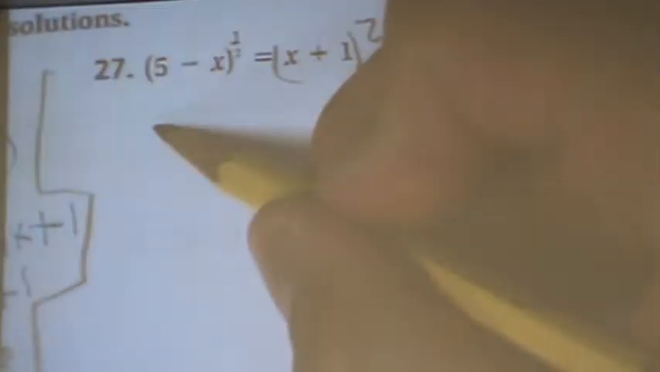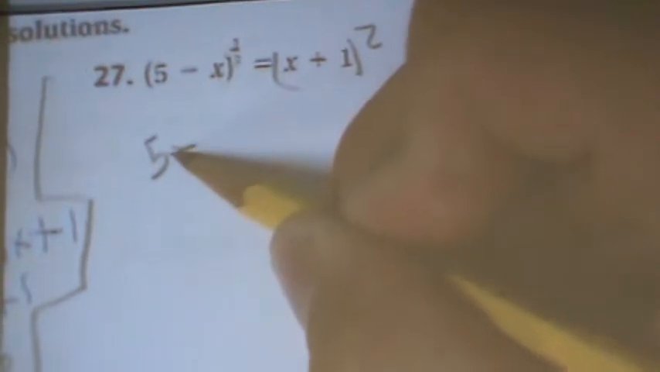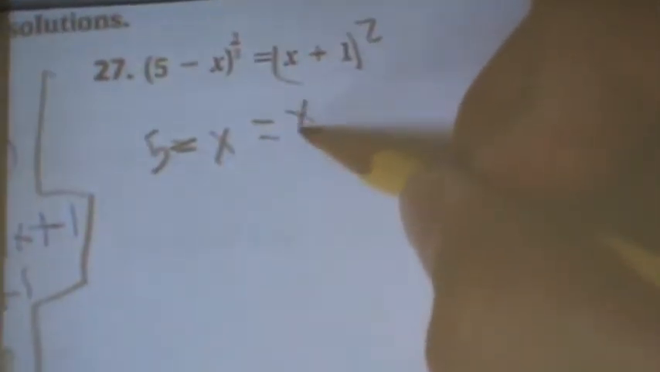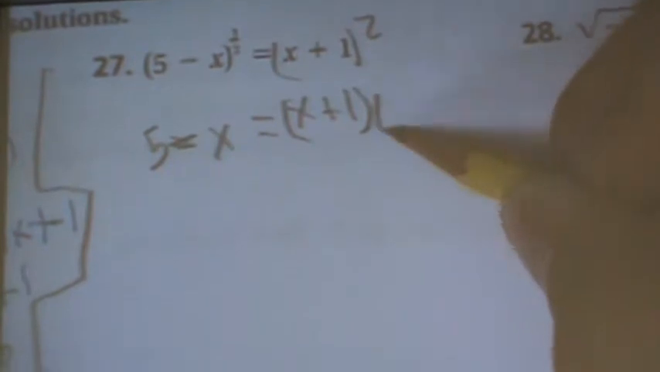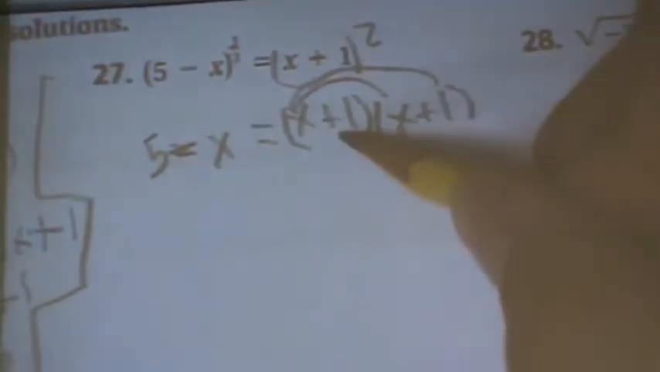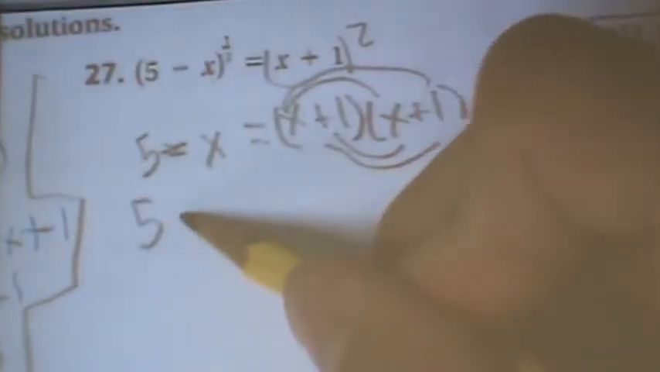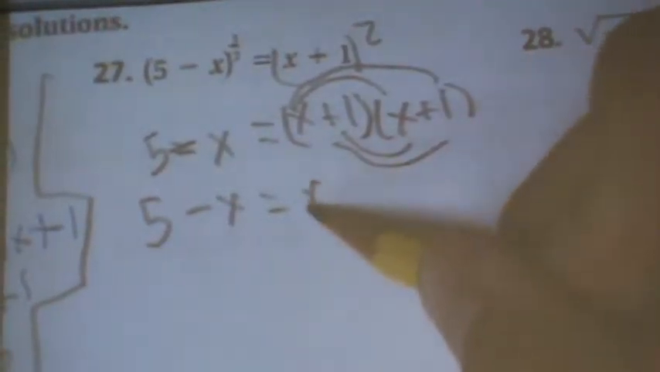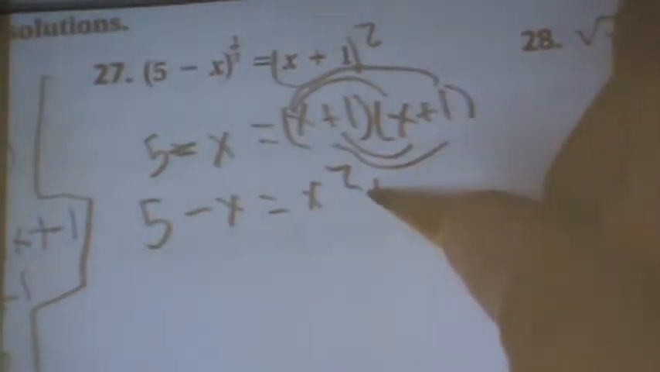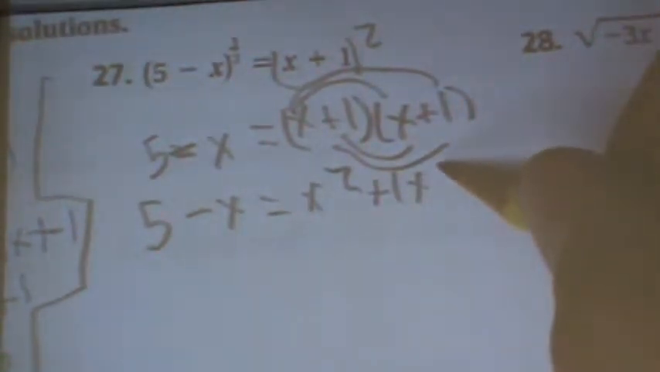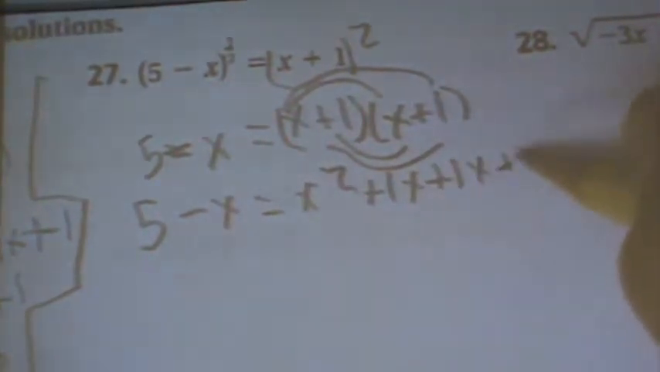For 27, it's the same thing. You're going to square this side, so it would be 5 minus x equals x plus 1, and another x plus 1. And then you do the same thing, it would be 5 minus x equals x squared plus 1x plus another 1x plus 2.